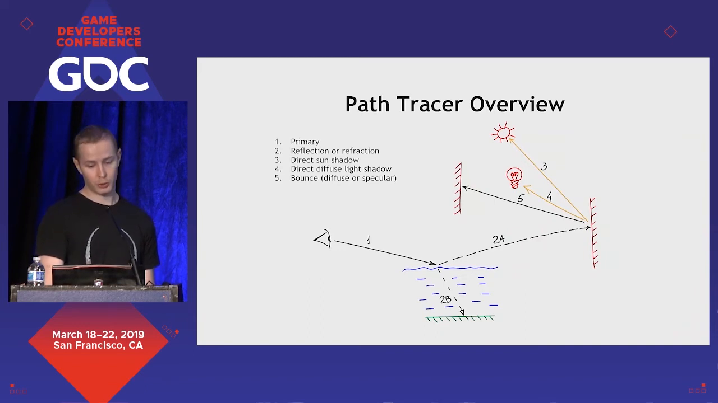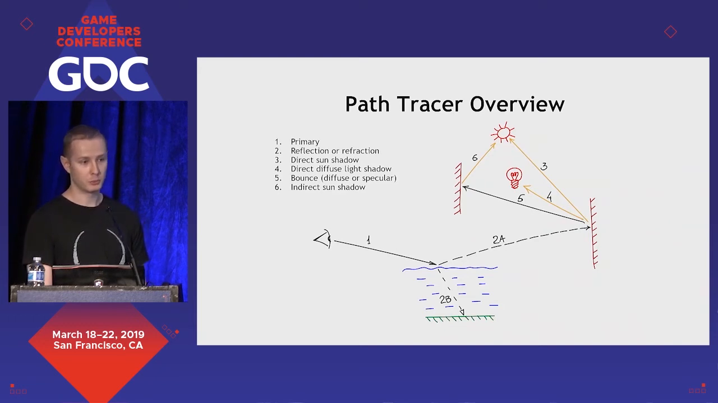Now, we also have the bounce ray, which can be either diffuse, in which case it's cast in a random direction, or it can be specular, in which case we sample the GGX VNDF and reflect the ray. Finally, after we find our bounce surface, we cast a ray towards the sun to get bounce indirect lighting from the sun. Or if we don't hit the secondary surface, we just get illumination from the sky.